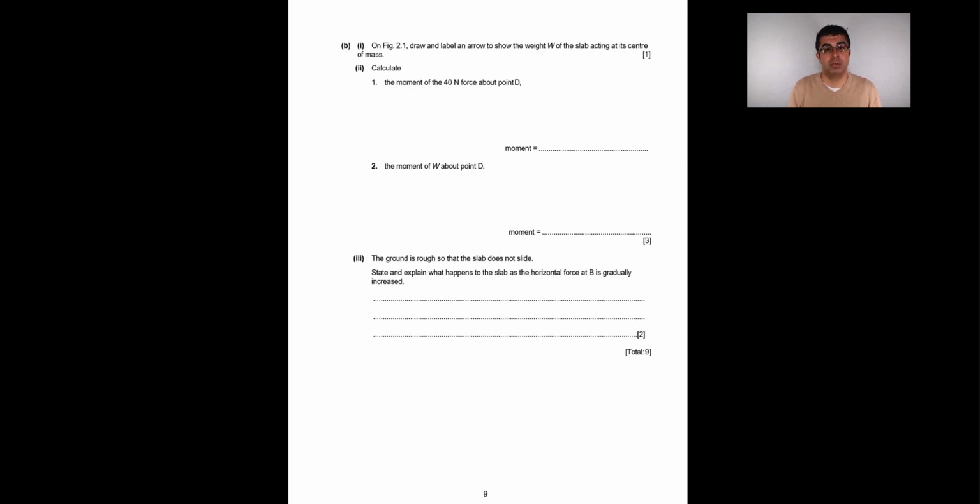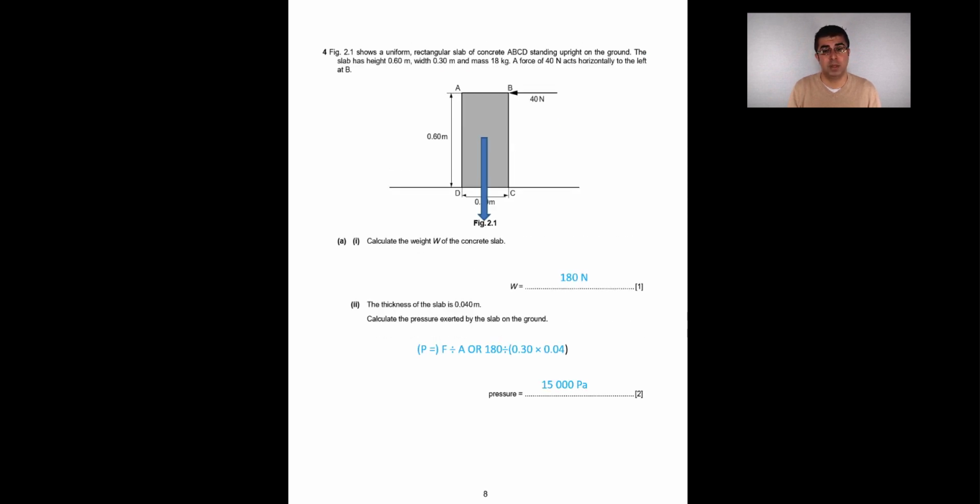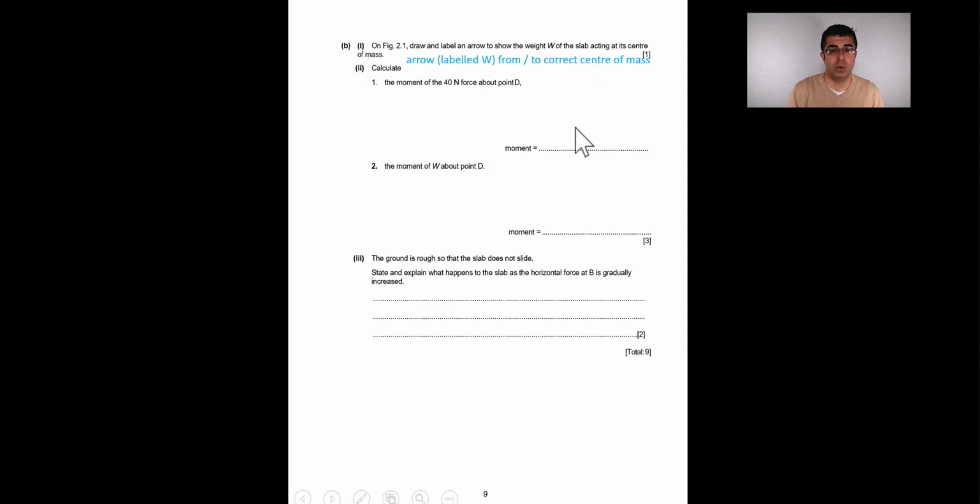Calculate the moment of the force of the 40 Newton force about the pivot D. So as you can see here, force times perpendicular distance from the pivot. If I go back to the diagram, you'll see that it's 40 times 0.60. They're saying the pivot is D. There's your perpendicular distance of 0.6. There's your force of 40. And that would have got you 24 Newton meters.